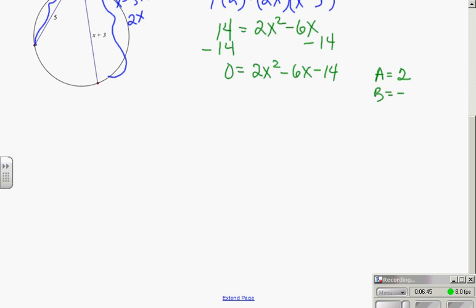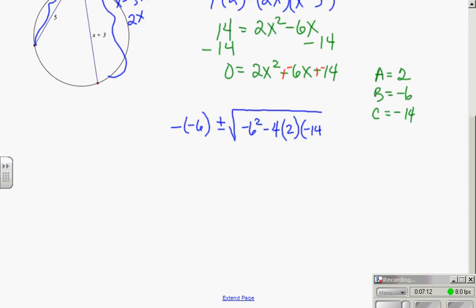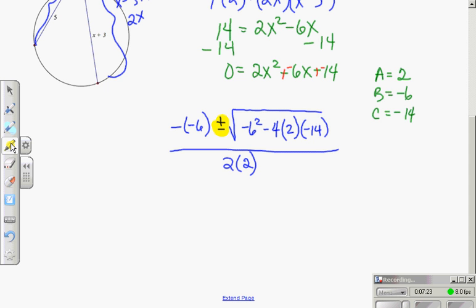Now remember, it's okay when you're starting to make yourself a little cheat list. A is 2, B is negative 6, and C is negative 14. Remember, my original quadratic formula has positives in between, so I might want to go ahead and change those to add the opposite so I can keep track. So now I'm going to use that quadratic formula, which is the opposite of B plus or minus the square root of B squared minus 4 times A times C all over 2 times A.